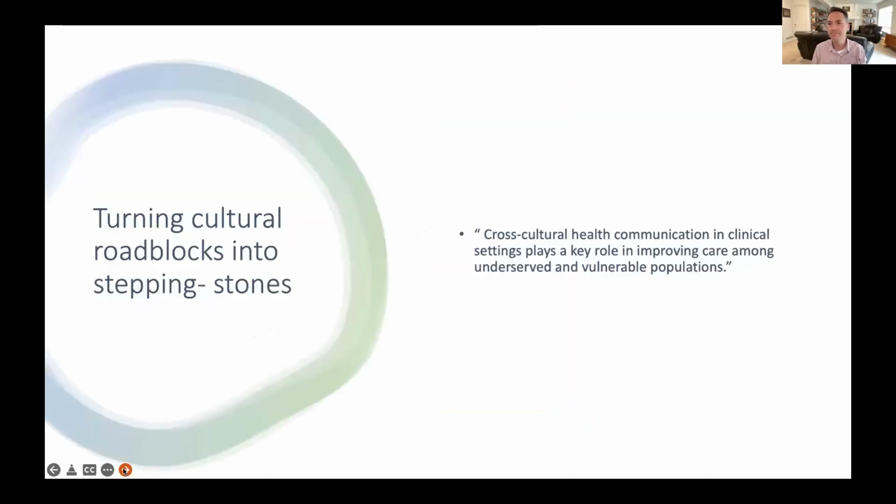Next slide, please. All right. So today we've gone over a little bit of roadblocks, right? But I want to flip it a little bit and think of it not as roadblocks, but as stepping stones to improve care among underserved and vulnerable populations, as well as our immigrant populations, where people may not be English native speakers.